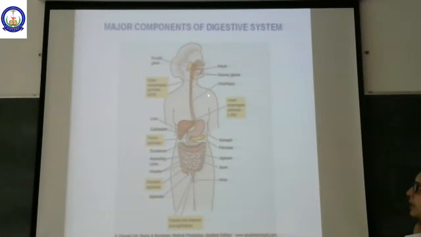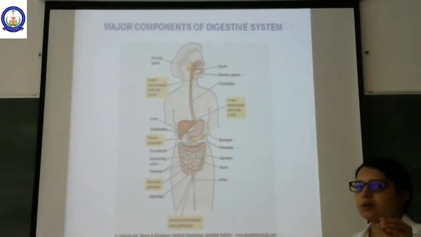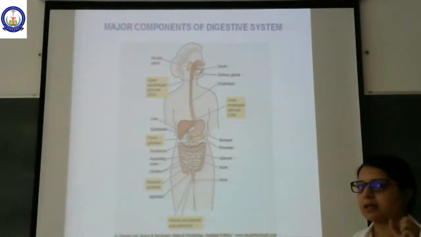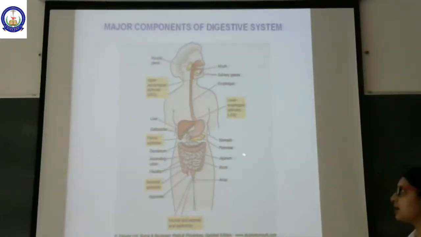Next, we have some special openings or special ring-like structures, muscular rings. These are called the sphincters.